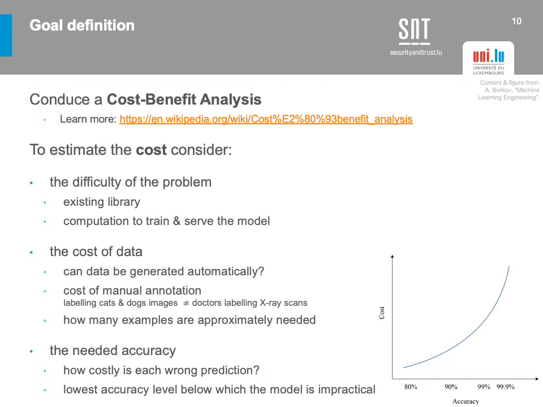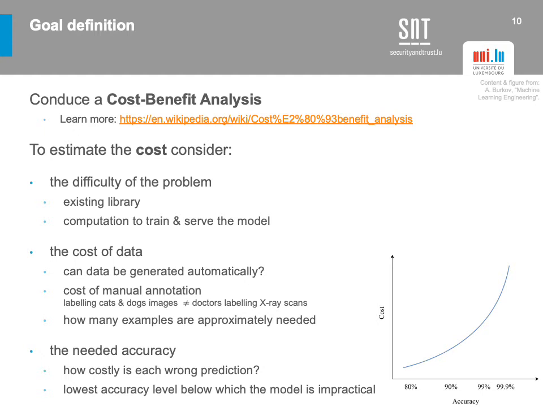Also, one thing to have in mind is the accuracy that you need. The first question is, how costly is each wrong prediction? We already talked about that, but if each wrong prediction is very costly, then you have to take that into account when you estimate the cost. Think again of the spam example that we saw, where the specificity and the recall were not problematic in the same way.